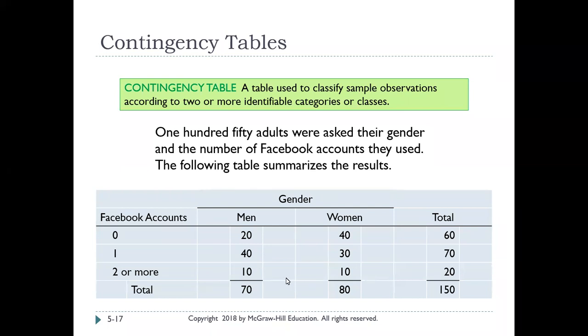We can also look at this the other way around, right? For men, there are 70 men, 20 of which had 0 Facebook accounts, 40 of which had 1 Facebook account, and 10 out of 70 had 2 or more. So these are really good ways to break down probabilities and to break down your data by two or more of these classifying groups.